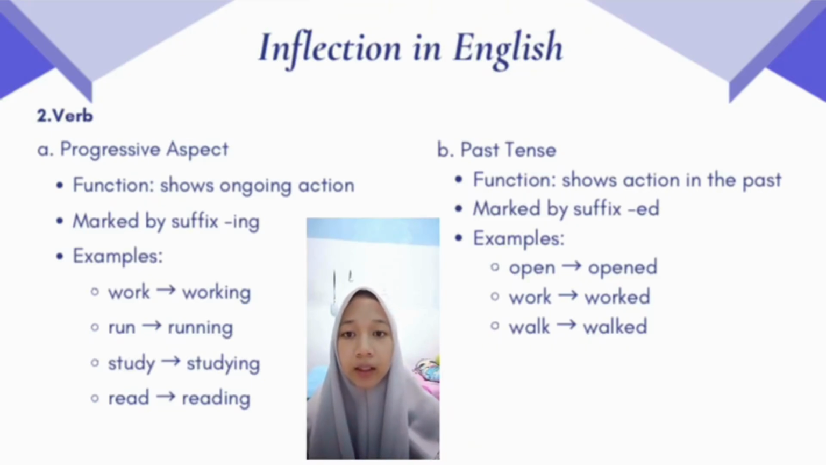And next is past tense. Inflection in English shows that an action happened in the past. Regular verbs form the past tense by adding ed. For example, open becomes opened, work becomes worked, and walk becomes walked. This inflection marks time but does not change the verb into another word class.